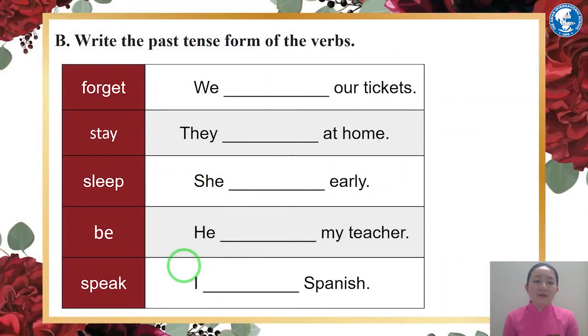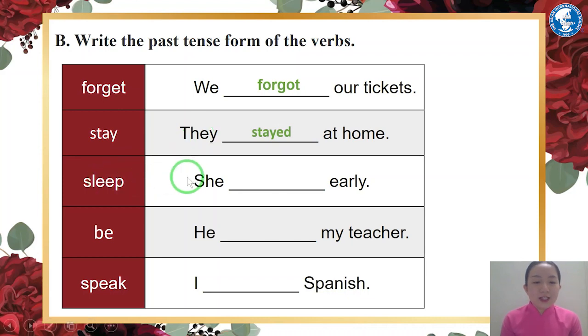Next. B. Try the past tense form of the verbs. I have 5 words here: forget, stay, sleep, be, and speak. You have to change these words into past tense form. Are you ready? Let's do it together. The first one, we forgot our tickets. Next, they stayed at home. S-T-A-Y-E-D.